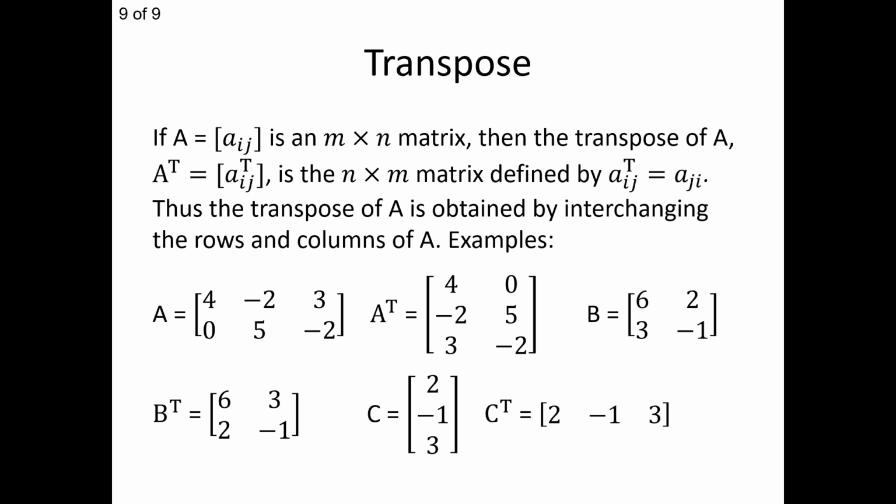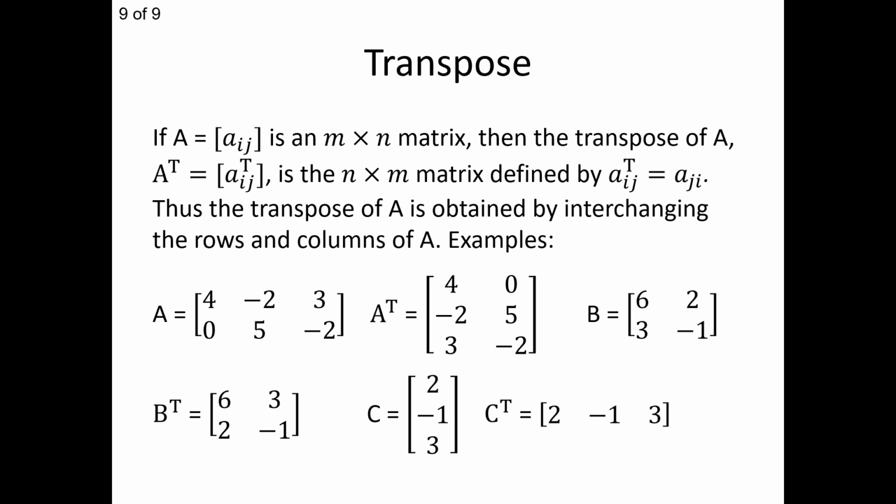Meaning, when we apply the transpose to each element, we reverse the order of their subscripts. So if the subscript was 1, 2, the first row, second column element, we reverse that to A sub 2, 1. So if it was A sub 1, 2, it turns into A sub 2, 1. Down below, I've given some examples of transposes of matrices.